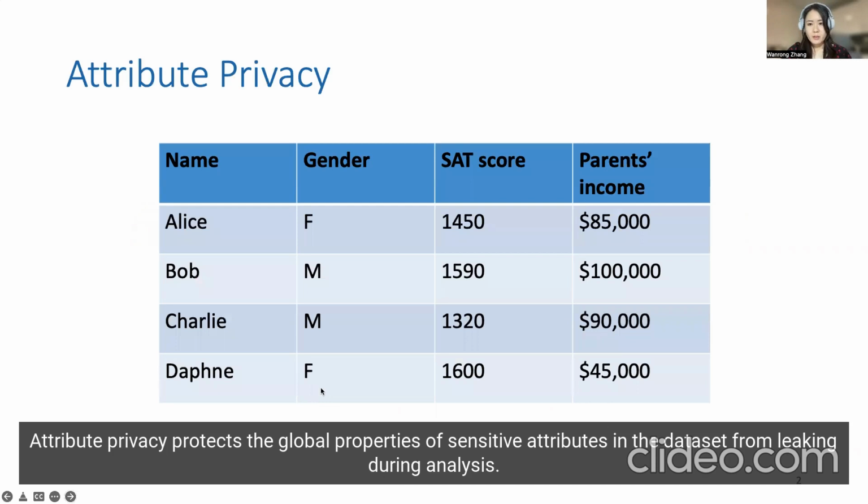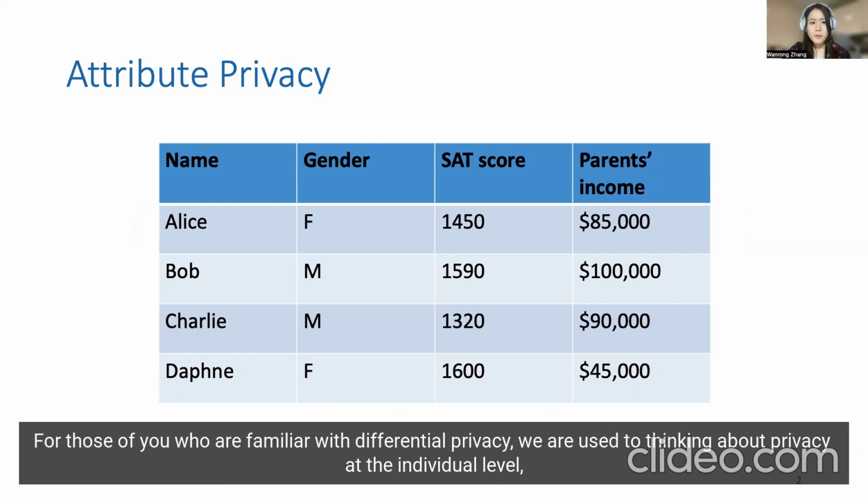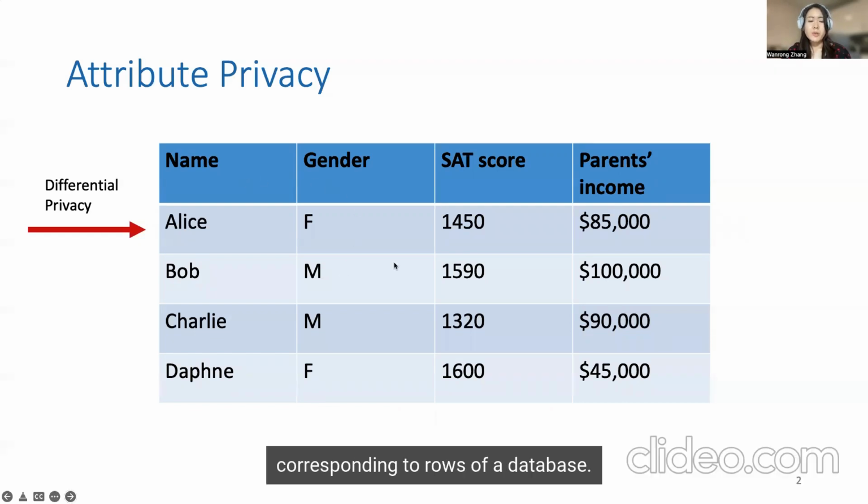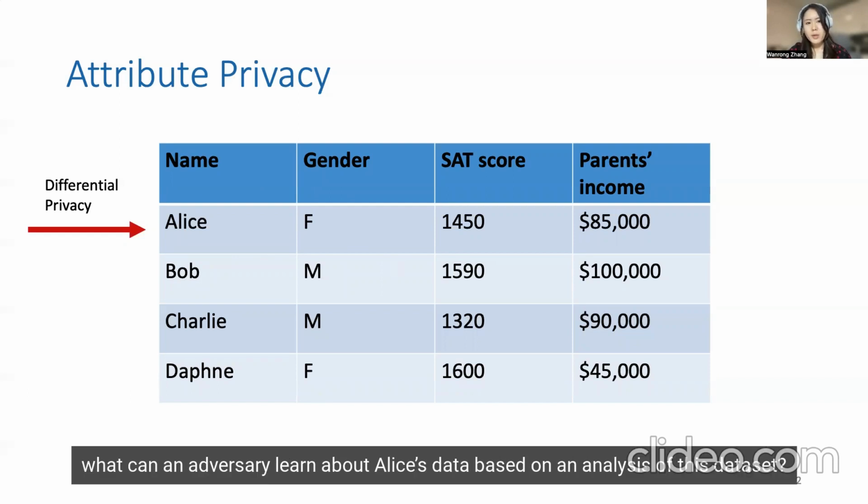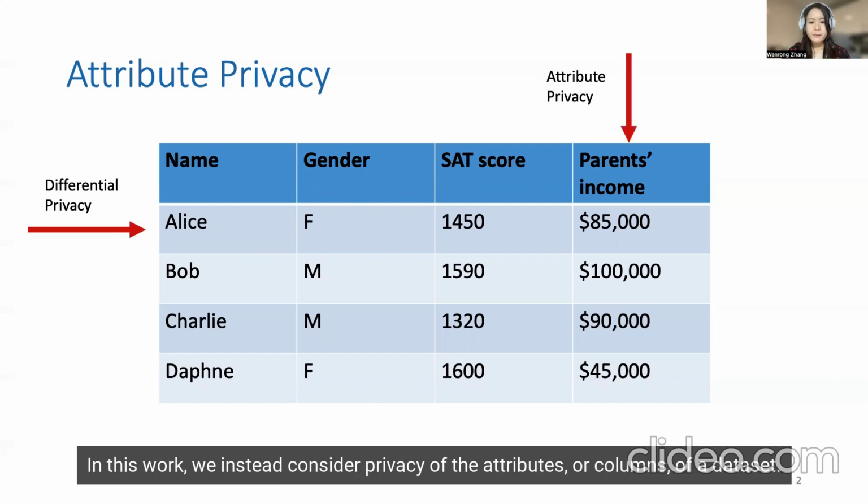Attribute privacy protects the global properties of sensitive attributes in the dataset from leaking during analysis. For those of you who are familiar with differential privacy, we're used to thinking about privacy at the individual level, corresponding to rows of a database. And we ask questions of the form: What can an adversary learn about Alice's data given the analysis of this dataset?